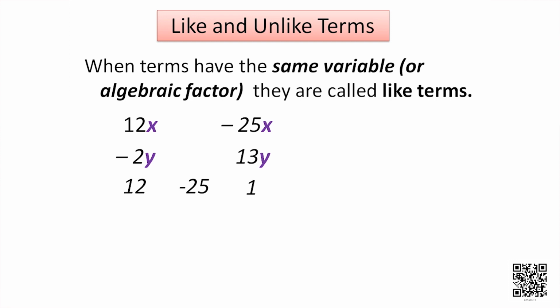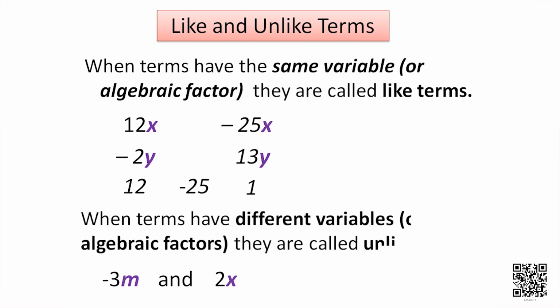Now, let us see what happens if we do not have the same variables. We have minus 3m and we have 2x. Look at minus 3m and 2x. We have different variables, m and x. So, they are not alike. When the terms have different variables or algebraic factors, they are called unlike terms, right. So, we have seen what like terms and unlike terms are.